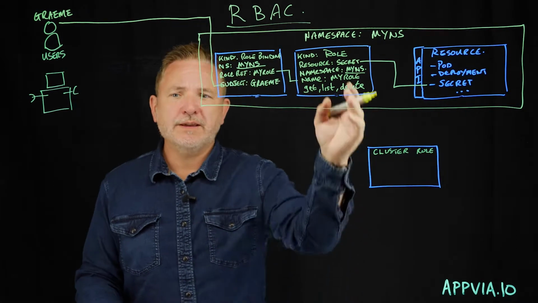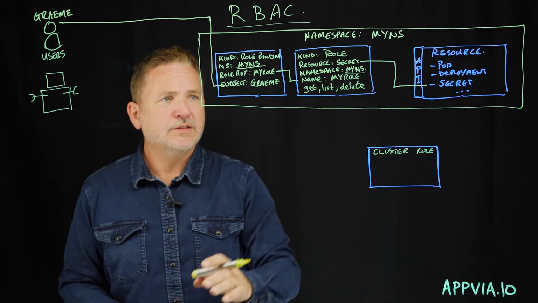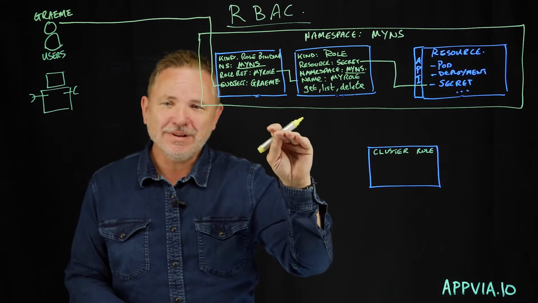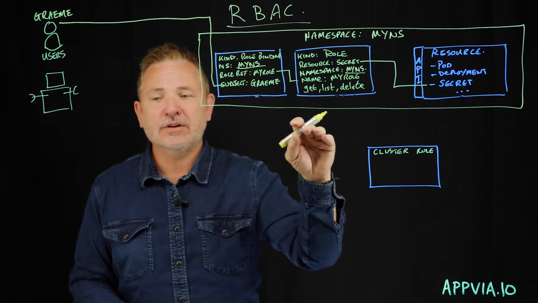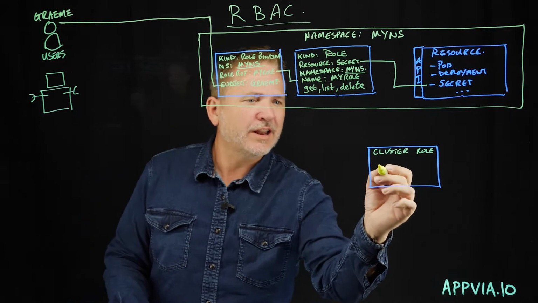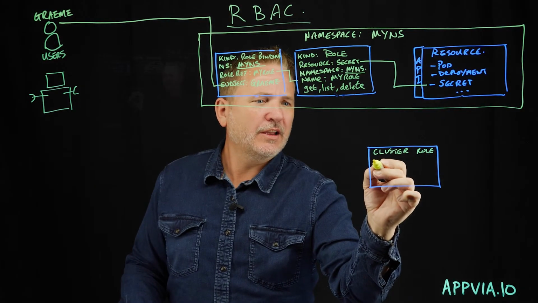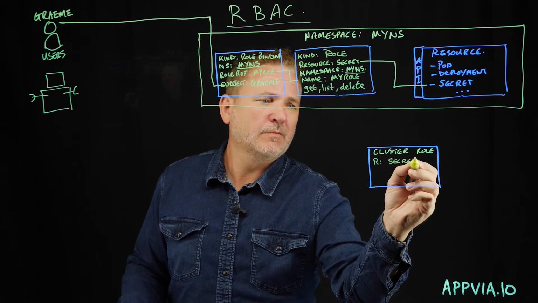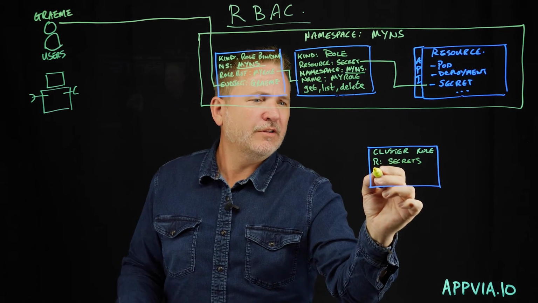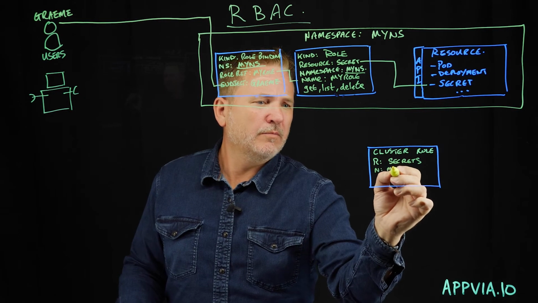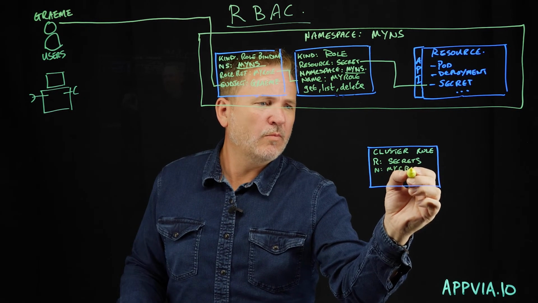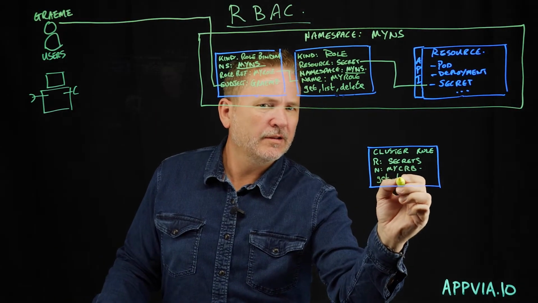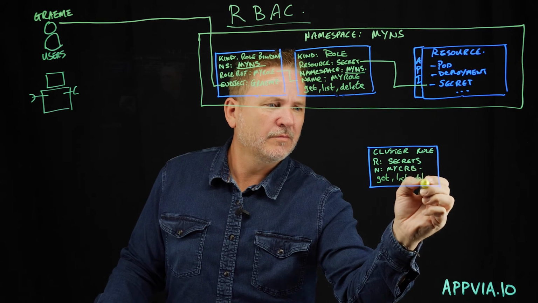Now the cluster role will be similar to our role. So it'll have a resource, a name, it won't have a namespace. It'll have a name and it'll have the verbs around what it can access. So let's put these in. Let's say our resource, we're going to be protecting secrets again. Let's give it a name. So let's call it my cluster role binding, my CRB. And we'll say we can do a get, list, and delete.